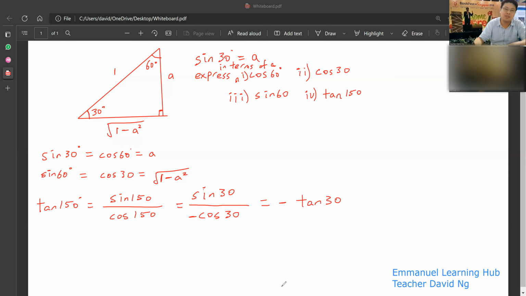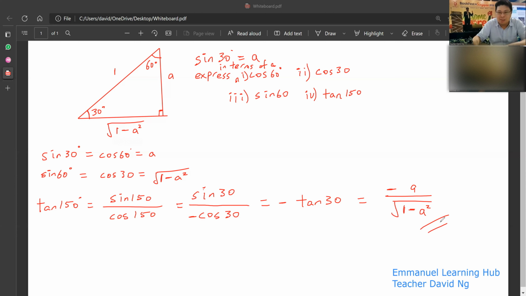Agree? Okay, then you see your tangent 30. What is your tangent 30? Tangent is what? Tangent is opposite over adjacent. But you need to put a negative sign, because they're asking for negative tangent 30.